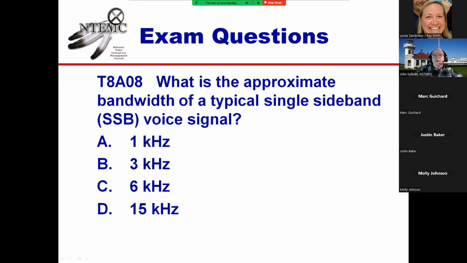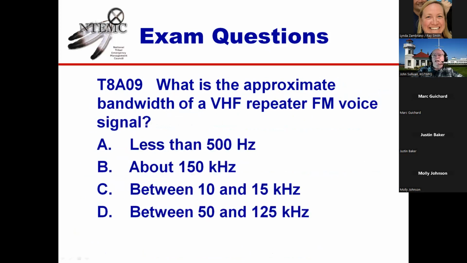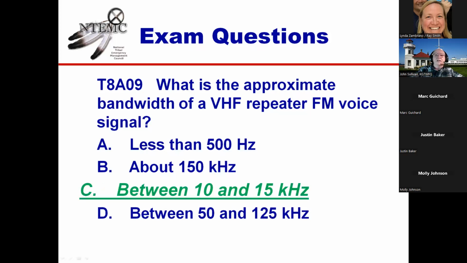What is the approximate bandwidth of a typical single sideband voice signal? Now, on the slide we gave a range, but basically it was around 3 kilohertz. Okay. What is the approximate bandwidth of a VHF repeater FM voice signal? Remember, it was quite a bit wider than a single sideband, and that range is 10 to 15 kilohertz.